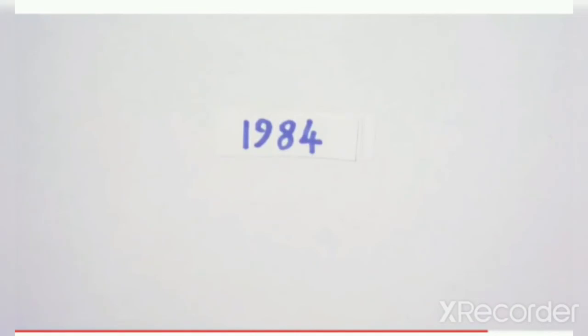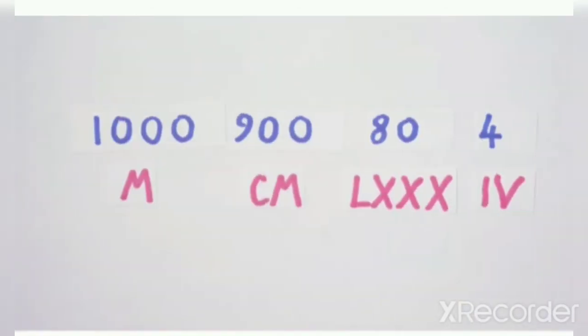1984. Firstly, you have to divide this number into smaller groups. So 1984 will be nothing but 1000 plus 900 plus 80 plus 4. Now, I think you should know that the symbol for 1000 in Roman numerals is M. Now, how will we write 900? 900 is nothing but 1000 minus 100. So here you will write CM, that means 1000 minus 100 is 900.